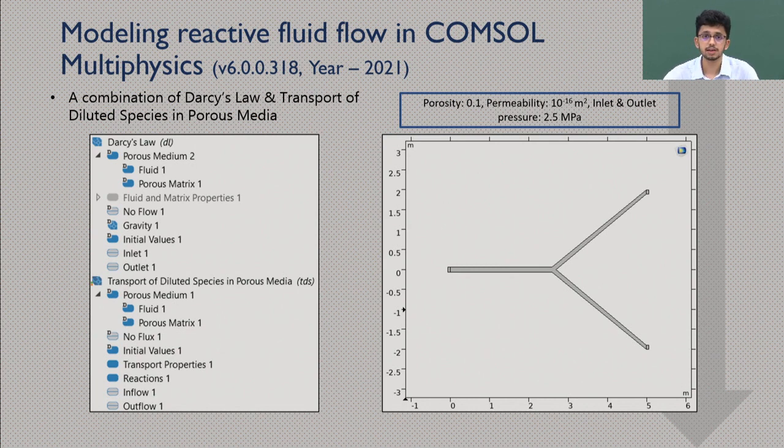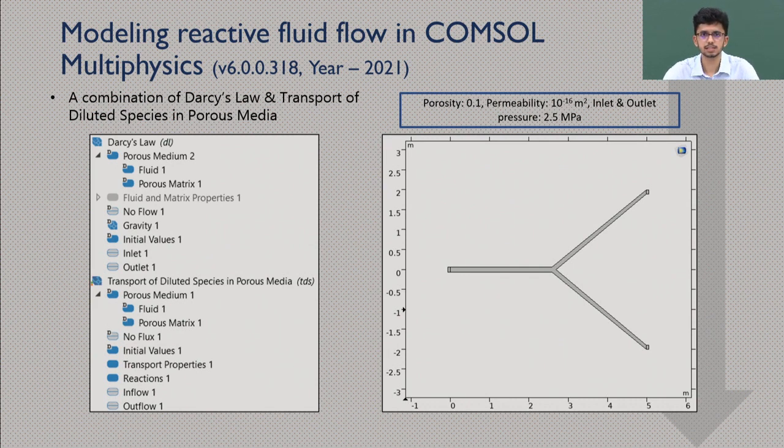Now the effects of gravity have been enabled in this simulation to understand what gravity will do after injection of carbon dioxide at such high pressures. There is another module here, the transport of diluted species in porous media, which looks after the reaction aspect of the simulation. Here I have considered 3 species, species A, species B and species C.